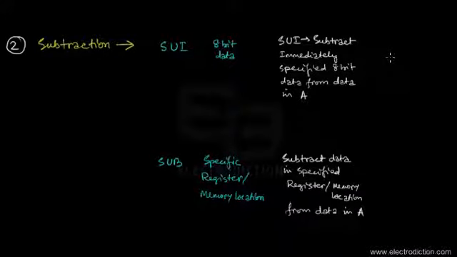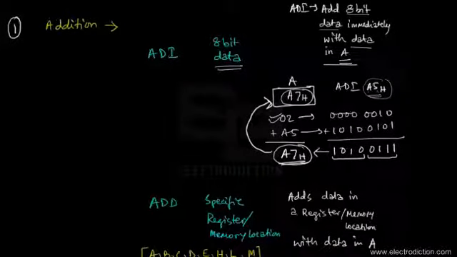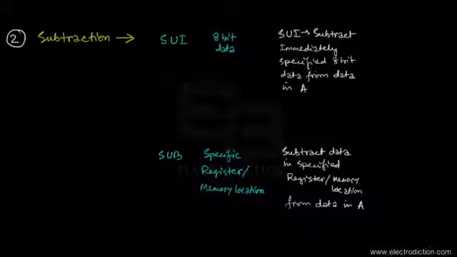Now the instructions that are there for subtraction are basically SUI and SUB. SUI is similar to ADI, where ADI means add immediately. SUI means subtract immediately. And we specify an 8-bit data that we need to add immediately to the data in the accumulator. Similarly, for the SUI instruction, we also supply an 8-bit data that we need to subtract from the data content of the accumulator.